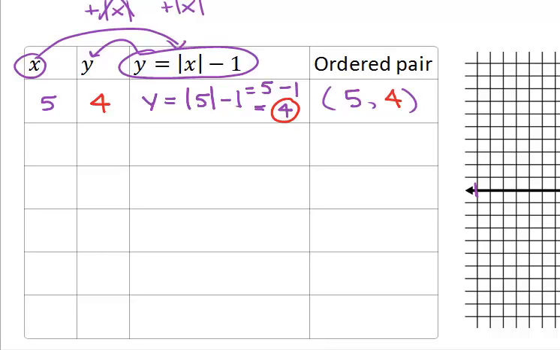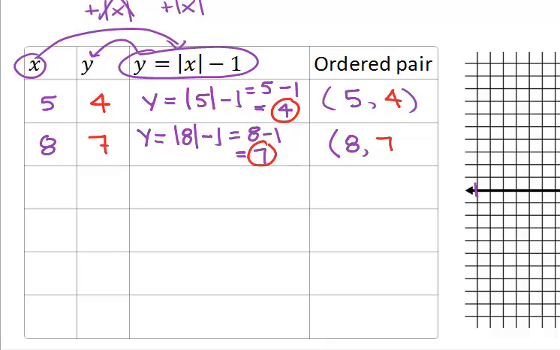So let's pick another one. Let's go ahead and pick 8. I'm being as creative as I would like to be here, and you can do the same on your own. To figure out what my y value is, I'm going to plug this into my equation. y equals the absolute value of 8 minus 1. That gives me positive 8 minus 1, which gives me 7. So that gives me my y value of 7, which I can plug in here. And that gives me the ordered pair of 8 that we picked and 7 that we got out.